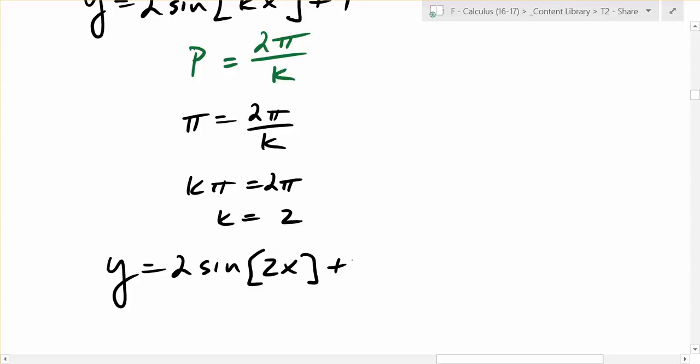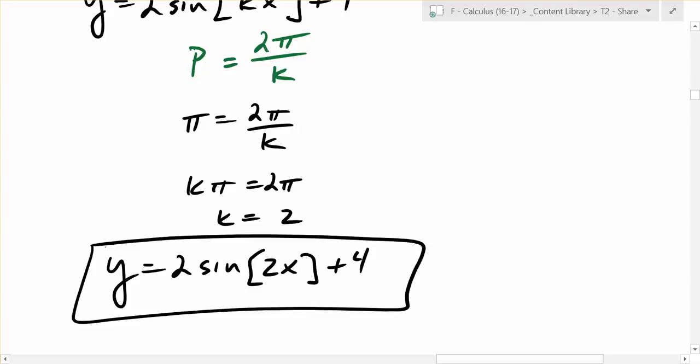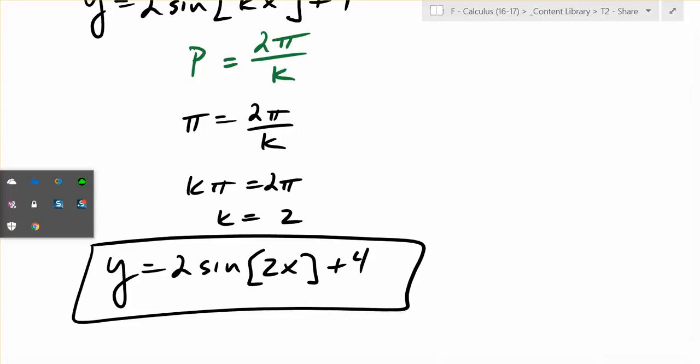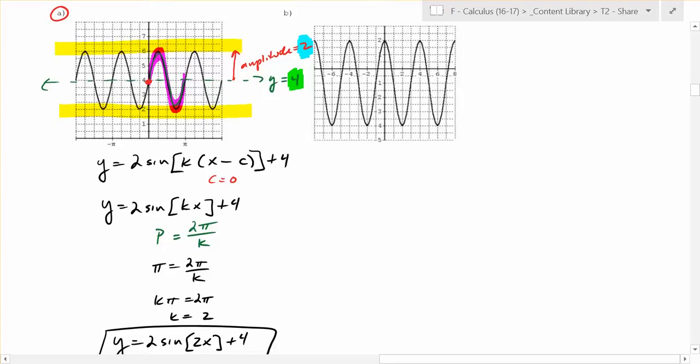So y is equal to 2 sine of what? 2x plus what? Take out your calculator, graph this, and see if it comes out to be remotely the same thing. Go. You could change it to cosine. So you could write it in cosine.